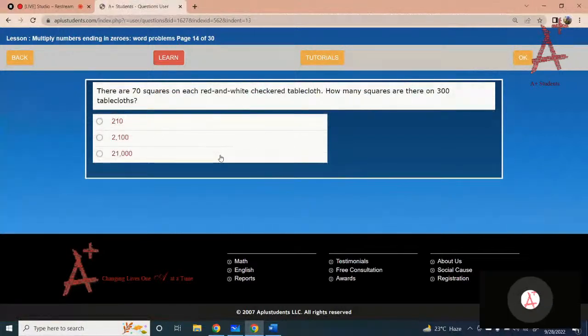Okay, there are 70 squares on each red and white checkered tablecloth. How many squares are there on 300 tablecloths? So you have to multiply 7 times 3. 7 times 3 is 21, and just add three zeros, so it is 21,000.